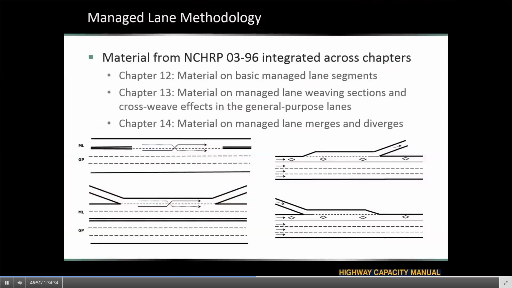The managed lane methodology, material from NCHRP 3-96, has been integrated into the different chapters. Managed lanes on basic segments, on weaving segments, and on merge and diverge segments have all been integrated into the respective chapters to where a managed lane can now be evaluated either in isolation on an individual segment or integrated as part of a broader freeway facility.